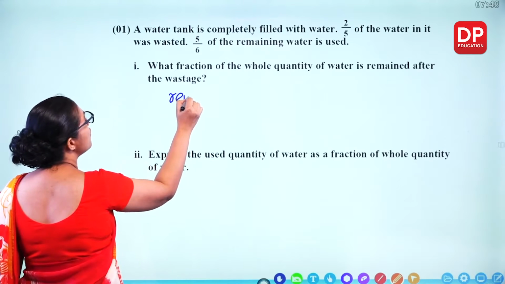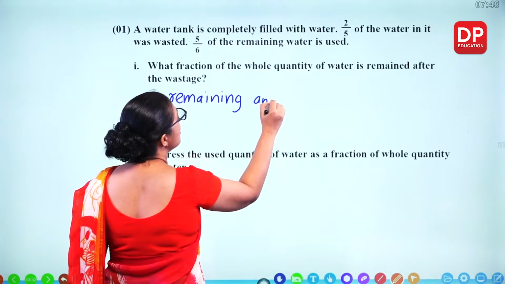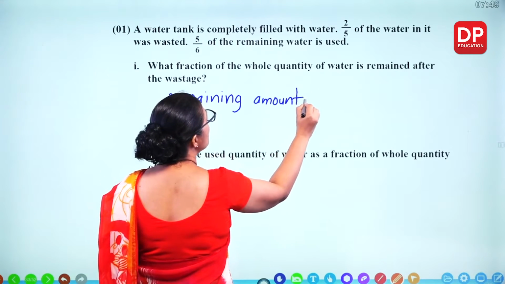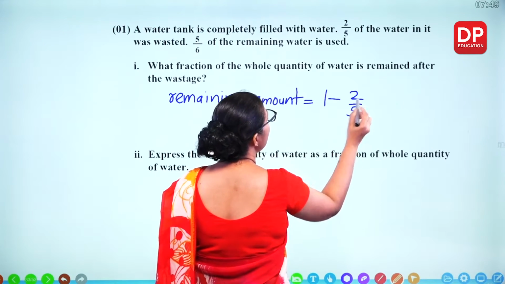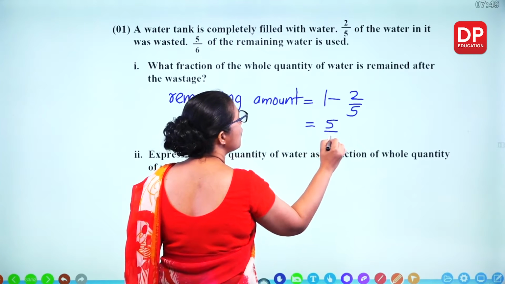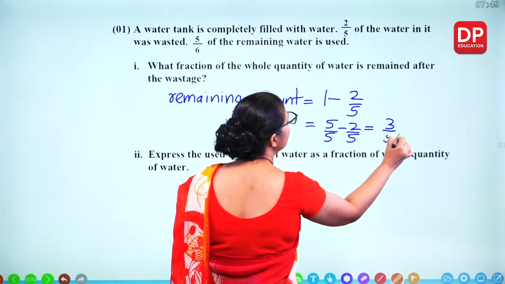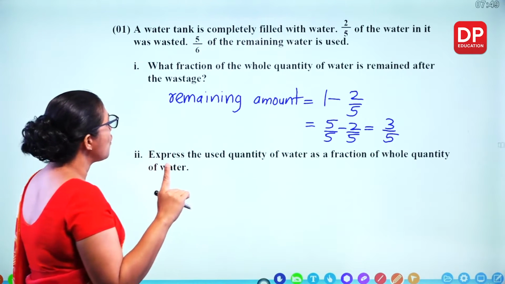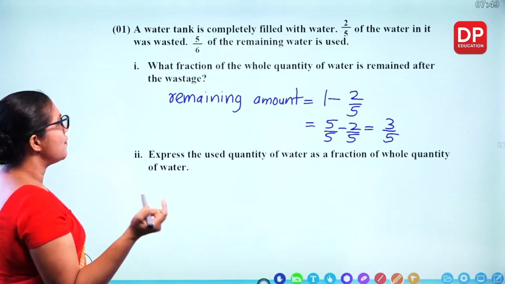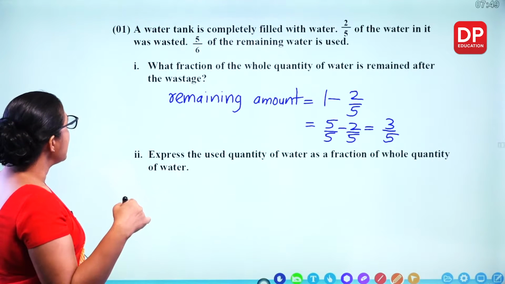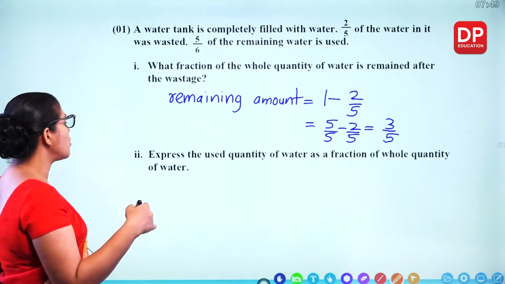First you need to find out the remaining amount. Full tank means 1, and subtract 2/5. So you can write 1 as 5/5 minus 2/5, that's 3/5. What fraction of the whole quantity of the water is remained after the wastage? That's 3/5. Then it says express the used quantity of water as a fraction of the whole quantity of water.